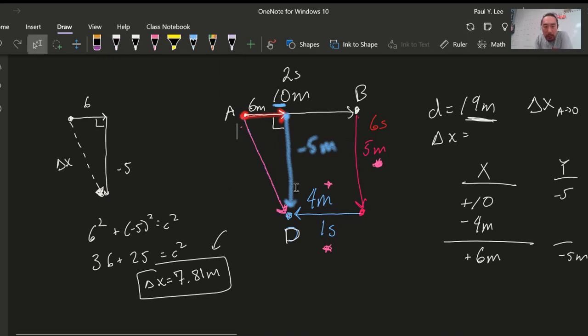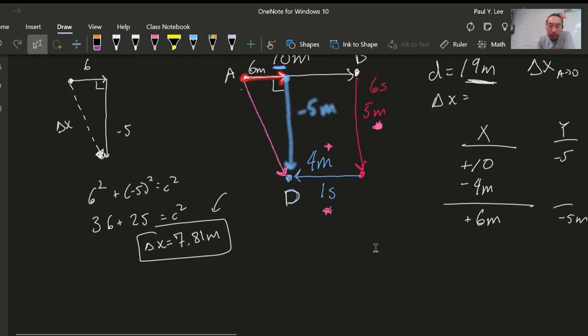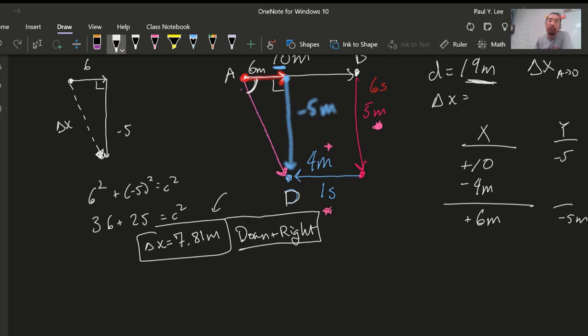So that's displacement. Now the important thing about displacement is that direction matters. And so what we can say is 7.81 meters. We could include an angle to describe the displacement, and that angle would just be whatever this angle would be right here. But just to make it a little bit simpler, I could just say down and to the right. Okay, so now it truly is a vector. It has its direction. All right.